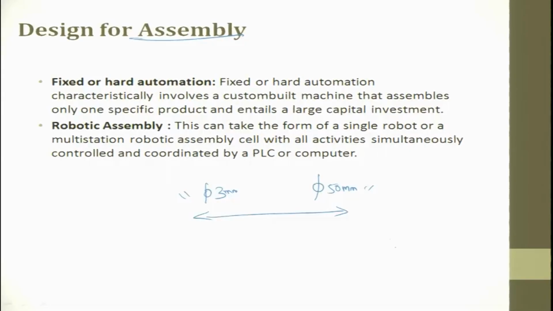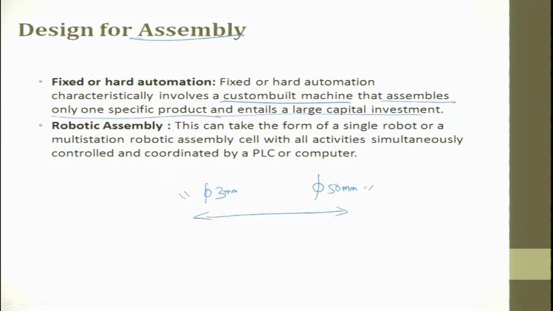and suppose it is only handling a shaft without doing anything else, then hard automation is very good. So, fixed or hard automation characteristically involves a custom built machine that assembles only one specific product and entails a large capital investment. That means day in and day out it will try to produce only one part, and there can be a very small variation happening, but it is capital intensive, and the production rate is very high in fixed or hard automation.